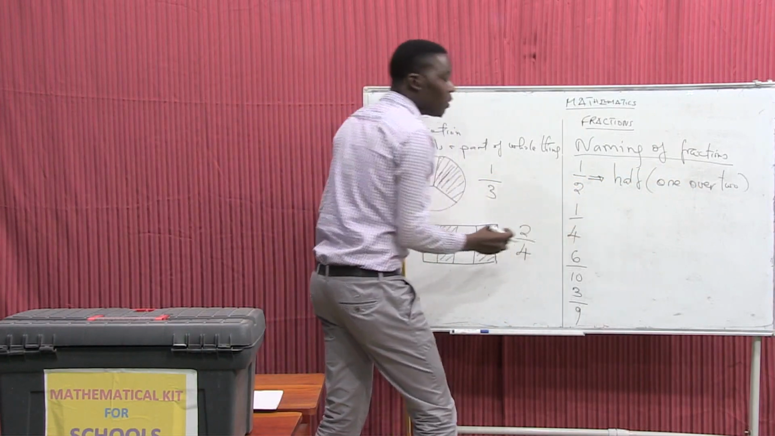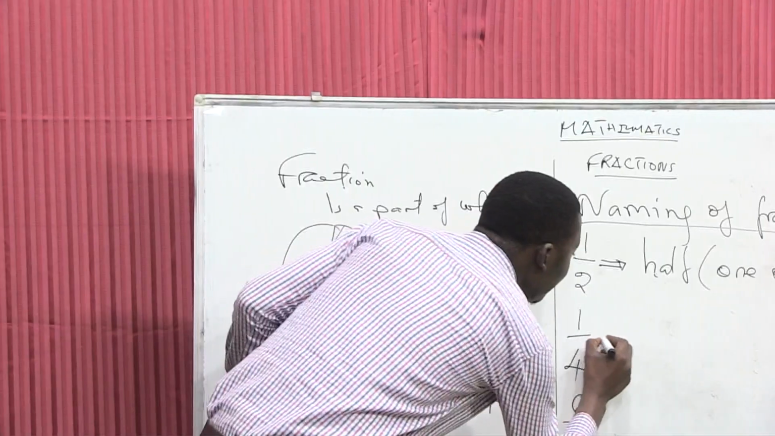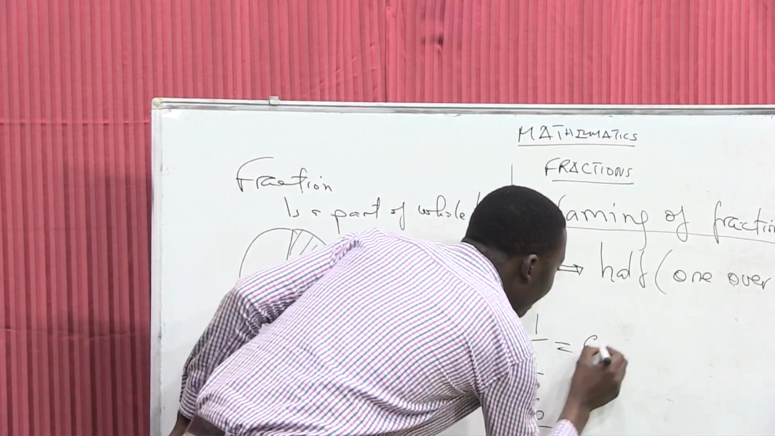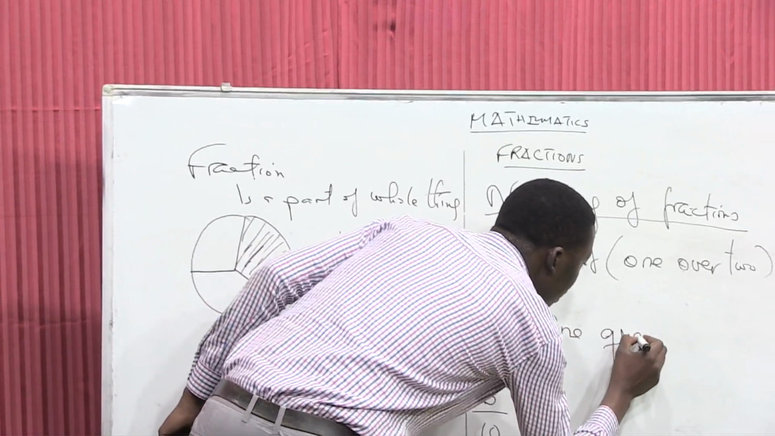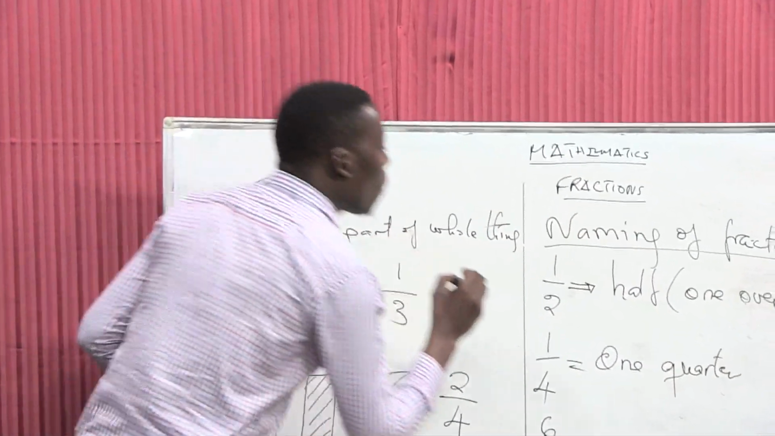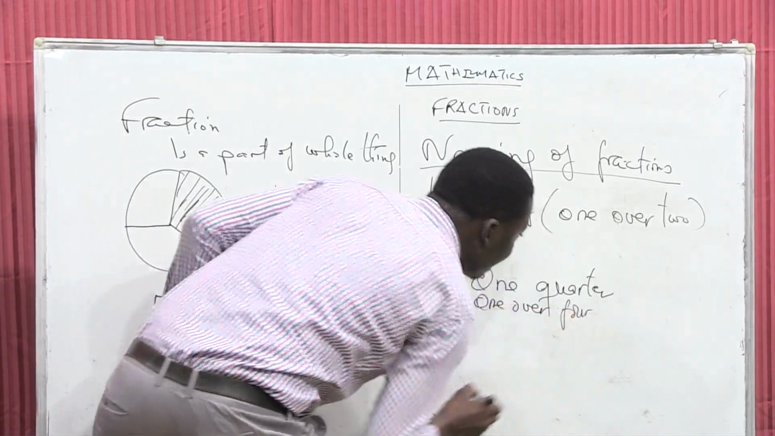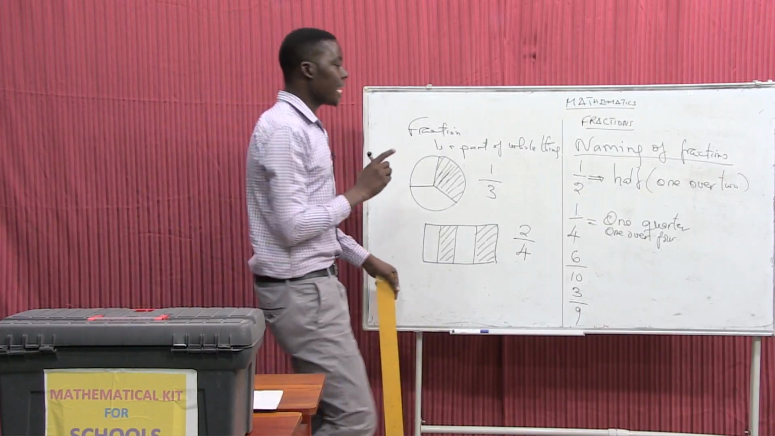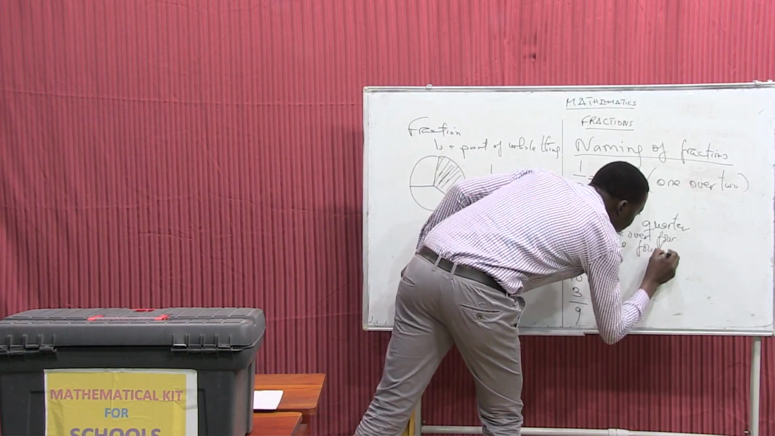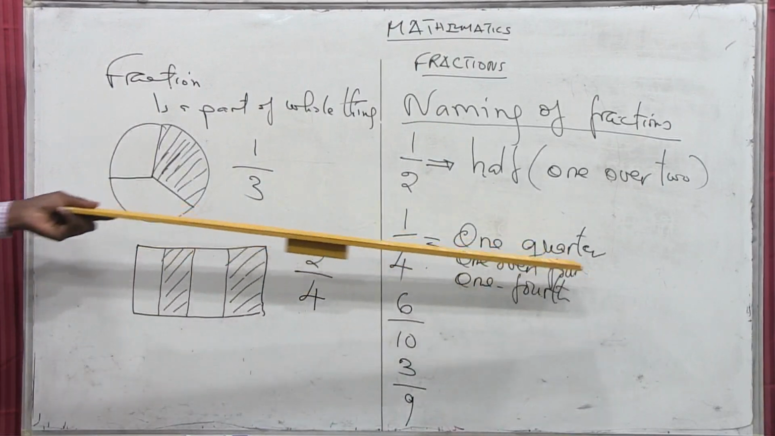Then you have 1 over 4. You have 1 out of 4. This is read as 1 quarter. Or someone can say 1 over 4, or 1/4. 1/4, 1 quarter, 1 over 4.